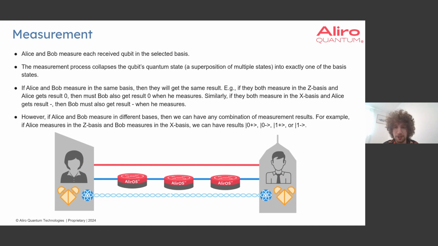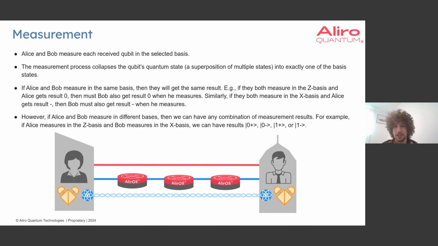If Alice and Bob measure their qubit in the same basis, then they will get the same result. For example, if they both measure in the z basis and Alice gets result 0, then Bob must also get result 0. Similarly, if they both measure in the x basis and Alice gets result minus, then Bob must also get result minus.